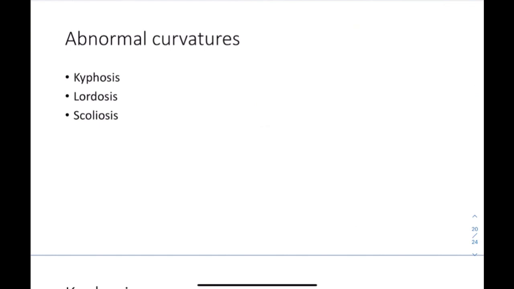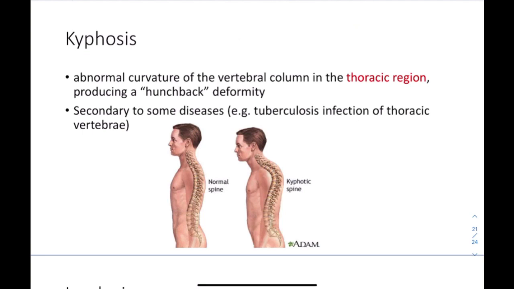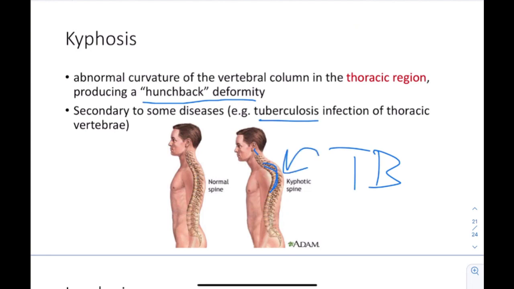Okay, so let's talk about abnormal curvatures. Let's talk first about kyphosis. It's an abnormal curvature of the vertebral column in the thoracic region. So right here we have the cervical region, and then in the thoracic region, this is an abnormal curvature where something called a hunchback deformity develops, and it's secondary to some diseases like tuberculosis. Tuberculosis is a bacterial infection. You probably heard of it. It's called TB. It infects the lung, but it can also spread to other parts of the body, like the spine, and cause kyphosis, for example.